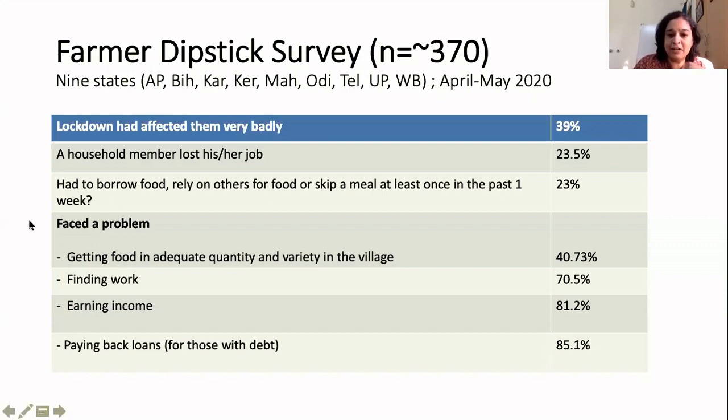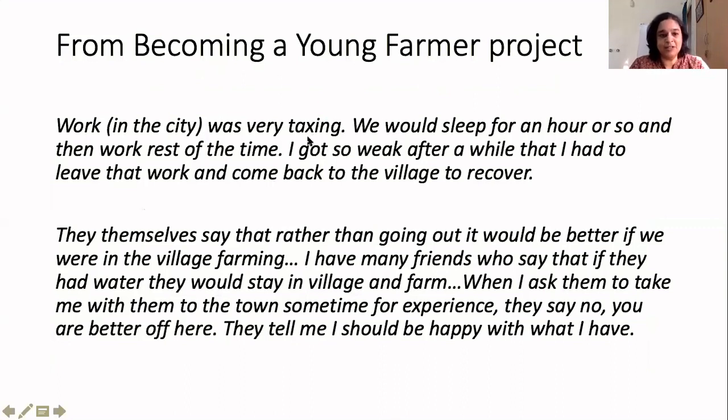And here I have a couple of quotes from a field study we did in Madhya Pradesh and Tamil Nadu. In Tamil Nadu, aspiration to non-farm employment is very high. In Madhya Pradesh, it's not. Essentially, in Madhya Pradesh, a young farmer was saying that work in the city is very taxing. We would sleep for an hour and work the rest of the time. I got so weak that I had to come back. Another young farmer was saying that when I talk to my friends who go out to migrate, they say you're better off in the village farming. And in fact, if there was enough water, we would stay back too. And when I ask them to take me with them to the town for experience, they say, no, you're better off here, be happy with what you have.